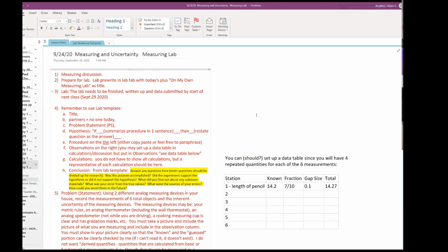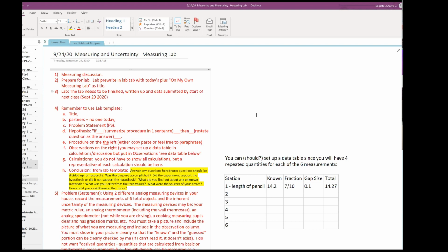That is a device that has lines, either straight lines like on a ruler, or curved lines like on your fuel gauge or your speedometer maybe. Some of you have balances in the bathroom with dials. Some of you have clocks with second hands or minute hands. You're going to measure 6 things from 2 different measuring devices.